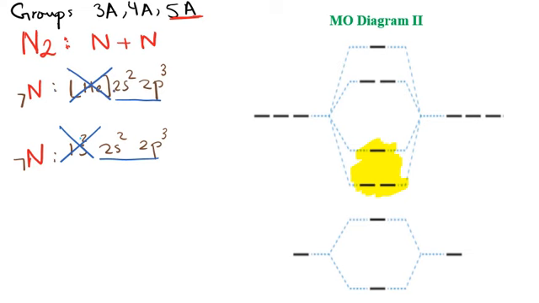So nitrogen ends in 2s2, 2p3. So I'm going to write this nitrogen ending in 2s2, 2p3. The other nitrogen ends the same as well, 2s2, 2p3. Let's add electrons to each of them. 2, 2p3, we have 3 electrons here. And same like this.